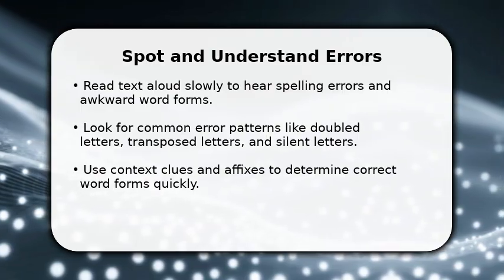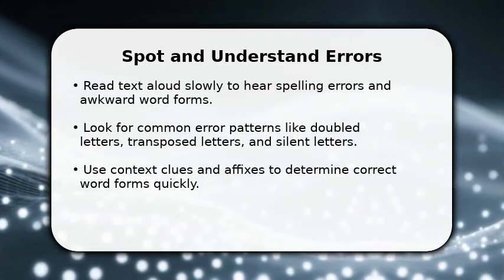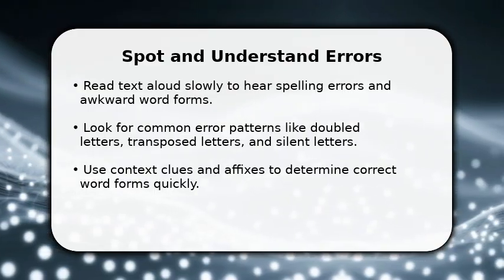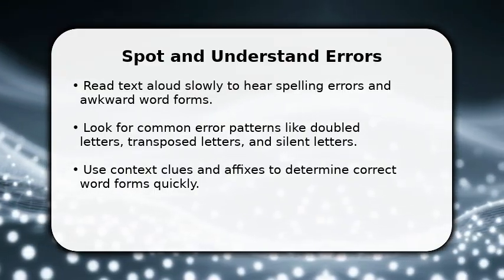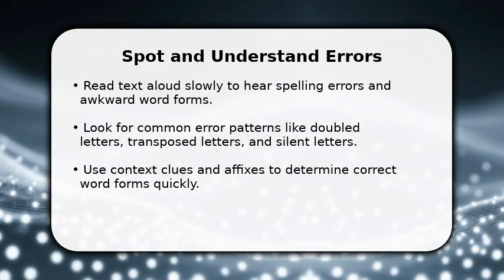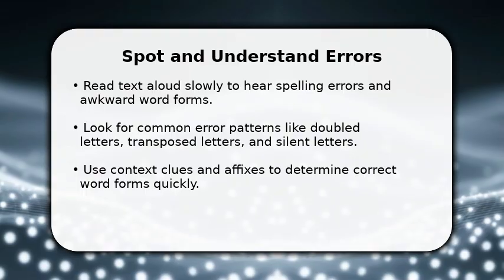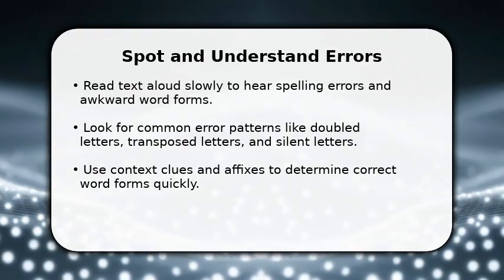Use context clues from surrounding sentences to decide which word fits logically. Mark suspicious words with a consistent symbol or color to prioritize corrections later. This first step reduces random guessing and improves your chance to correct the right word efficiently.